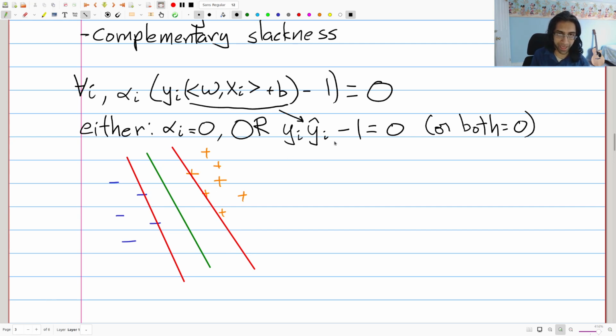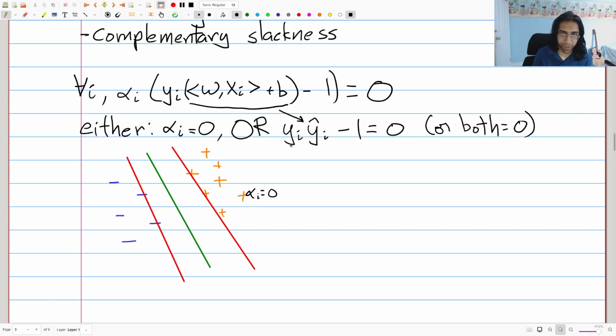And this tells us that when we're looking at the alpha i's for each individual point, remember that there's going to be an alpha i for each point in our data set. Either it's going to be 0, or the point is going to lie on the margin. So let me try to point out some of these things to you. For the interpretation we can have here, for these 4 points, this one is going to have alpha i equal to 0. For this one, and why is that?